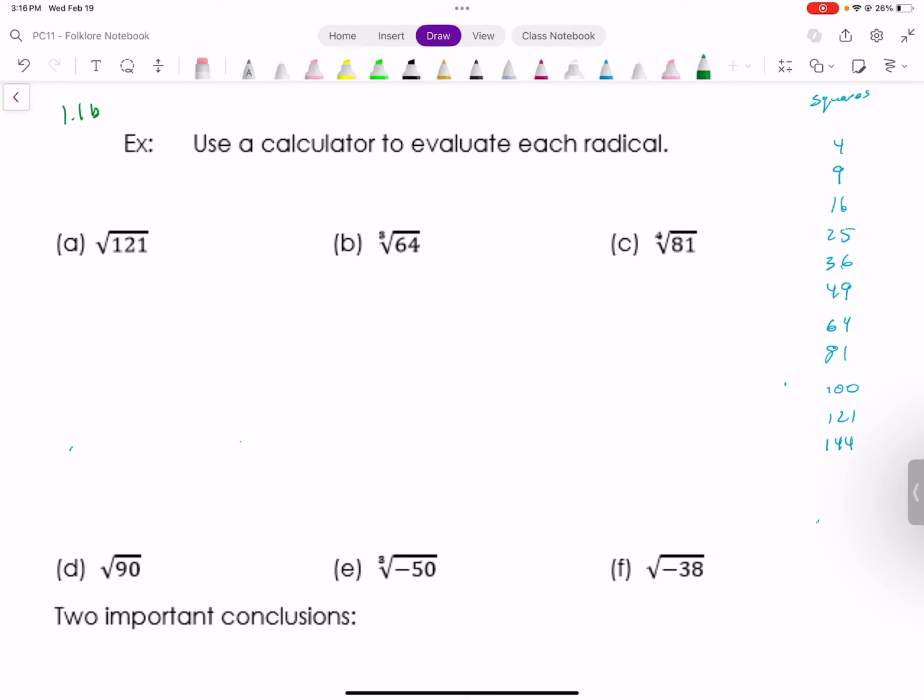Let's go on to the second one. We're going to use a calculator to evaluate each radical. I don't think we really need to use a calculator, but we will as instructed.